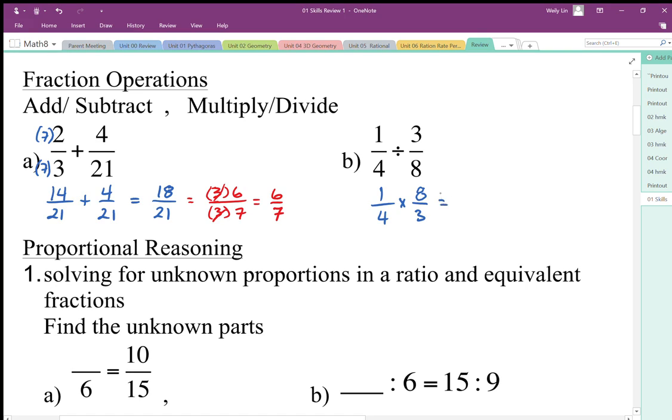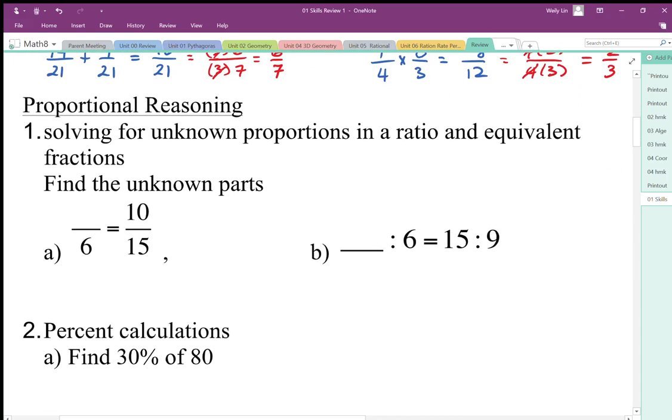Once I've done that, the fraction rule for multiplication is top times top, bottom times bottom. And again, since they share common factors, we can take out the common factor of 4. These can cancel out, and so we're left with 2 over 3.